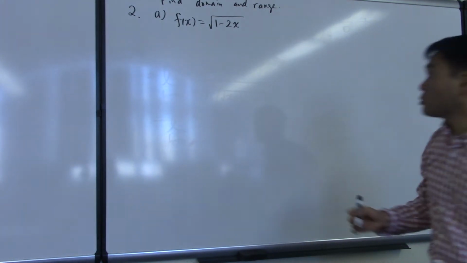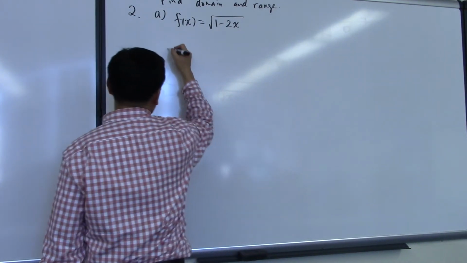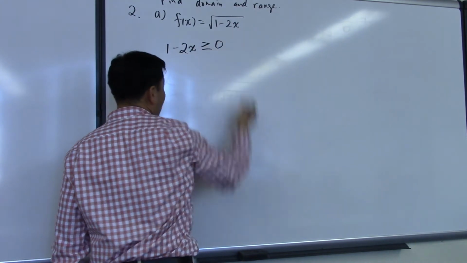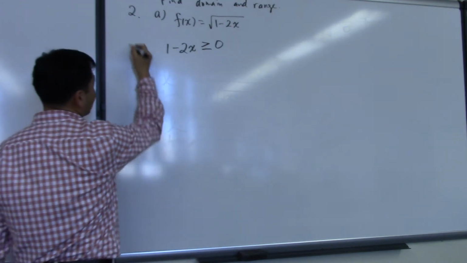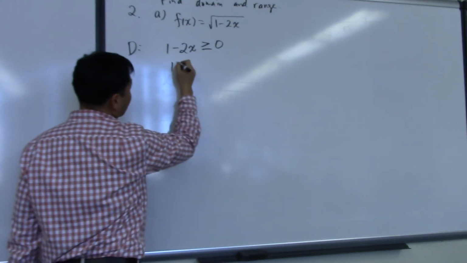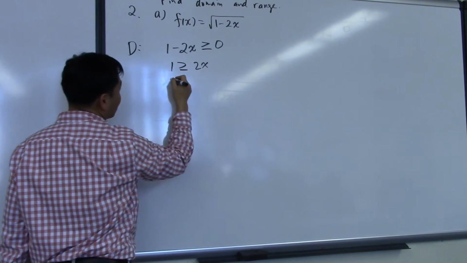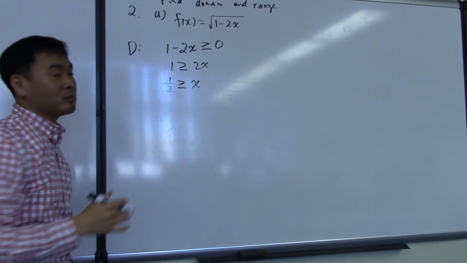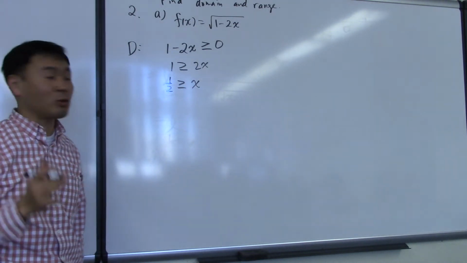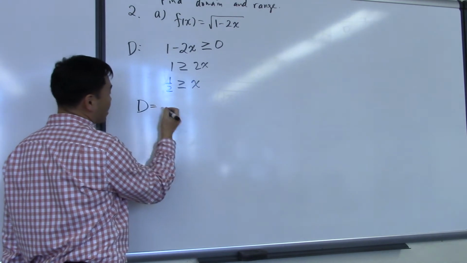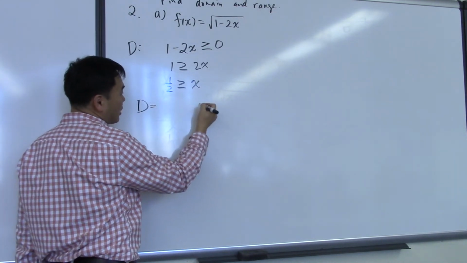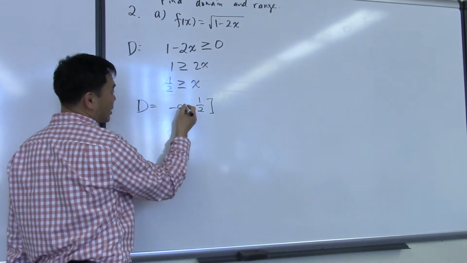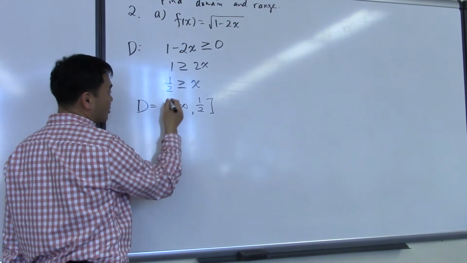Okay, first for the domain, whenever you see a square root, you're not allowed to have a negative number inside the square root. It has to be 0 or positive. That's how you can figure out the domain. 1 minus 2x is at least 0, you divide by 2. That means x can be 1/2 and less, but not over. In other words, the domain, if you write it in interval notation, ends at 1/2. It can be anything less than 1/2, even negative numbers.